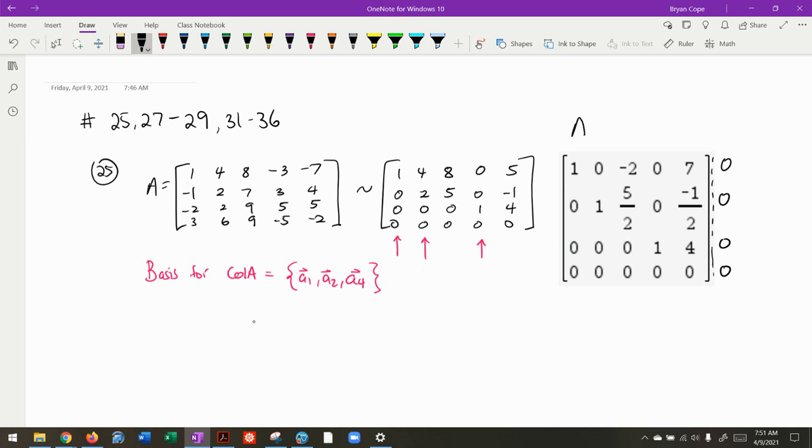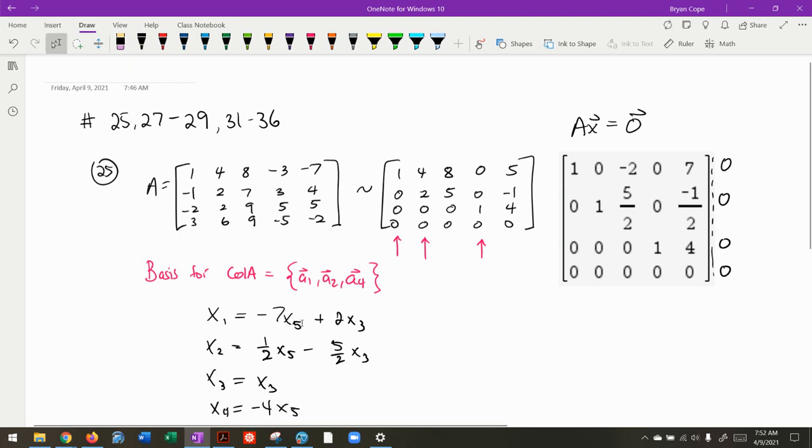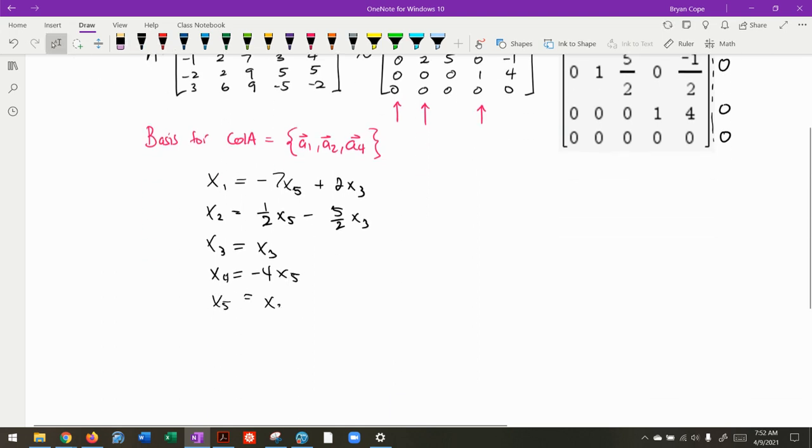So the next step is to find the basis for the null space, which are the solutions to Ax equals 0. So we've got to write our solution in parametric vector form and then take the vectors that we see from that. So x1 equals negative 7x5 plus 2x3. x2 equals 1/2 x5 minus 5/2 x3. x3 is free. x4 is negative 4x5. And then finally, x5 equals x5.